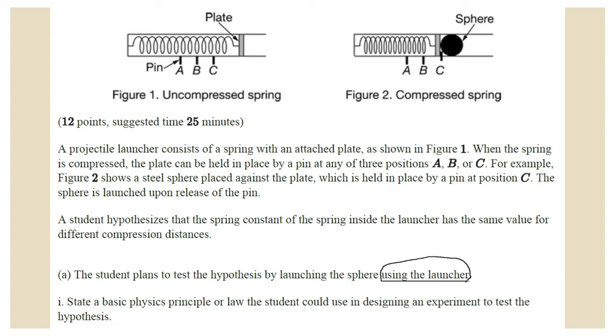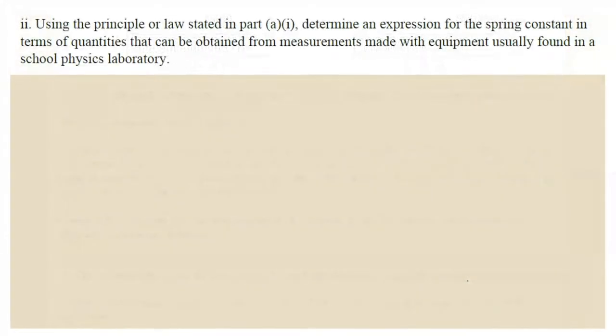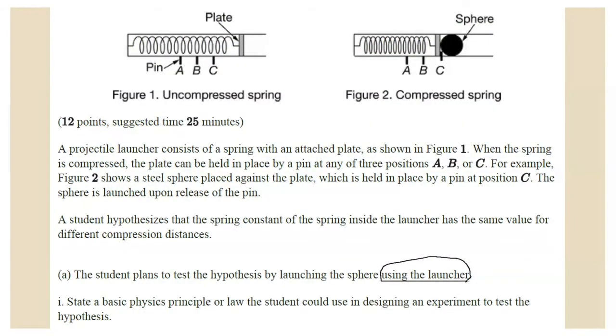So part 1 says state a basic physics principle or law the student could use in designing the experiment to test the hypothesis. And then the second part says using the principle or law that you state in part A1, determine the expression for the spring constant in terms of the quantities that can be obtained for measurement with equipment usually found in a high school physics lab. Now, there are a couple things I want to say here before we really get into this.